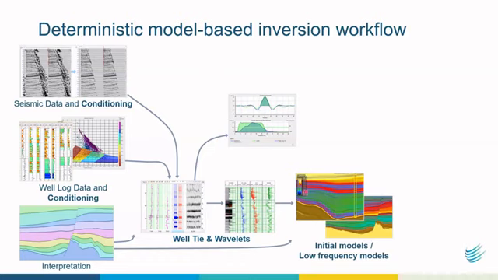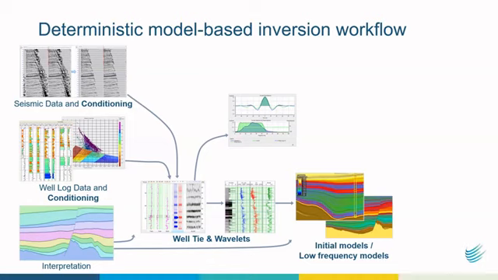Then, based on this interpretation and based on these final tied wells, we create initial models, or we also call them low frequency models, by interpolating these well curves using our interpretation. If we run deterministic acoustic inversion, we only need a model of P impedance. And if we run simultaneous inversion, we need low frequency models of P impedance, S impedance, and density.